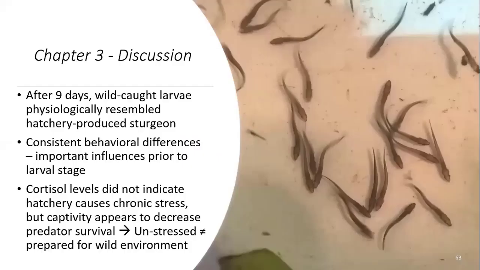So here are some of the important points from chapter 3. I saw that captivity can have an effect on wildlife over a very short period of time. It only took 9 days for the wild-caught fish to resemble the hatchery-produced fish, both in terms of physiology and in terms of their survival.